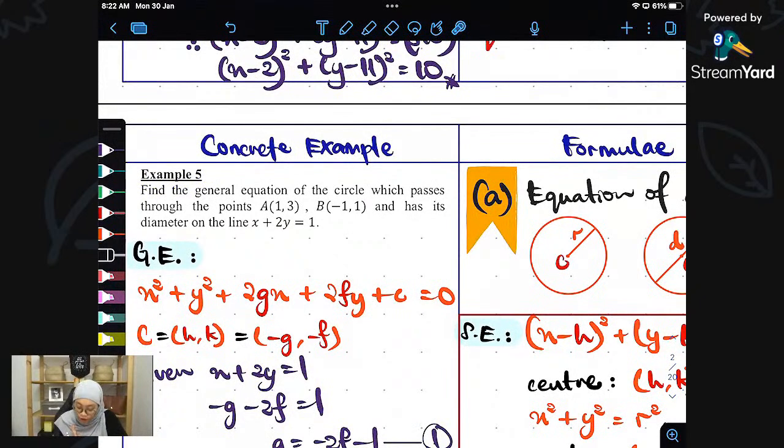Let's read the question. Find the general equation of the circle which passes through the points A, B, and has its diameter on the line x plus 2y equals to 1. So here we are given extra information, which is we have a diameter on the line of x tambah 2y equals to 1. Kita diberi diameter line, you know. This is called as diameter, the line of diameter ataupun diameter line. Kita diberi equation of diameter lah nak katanya.